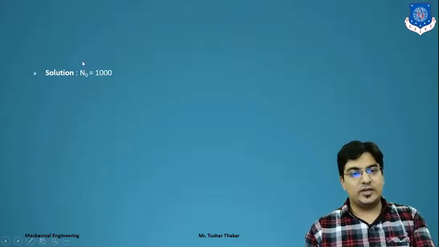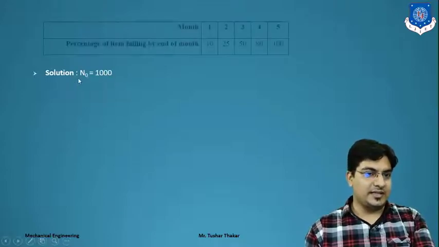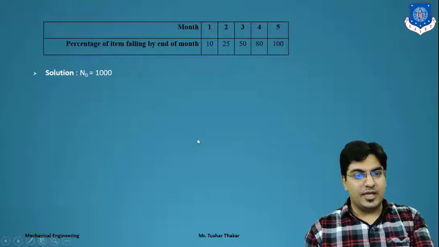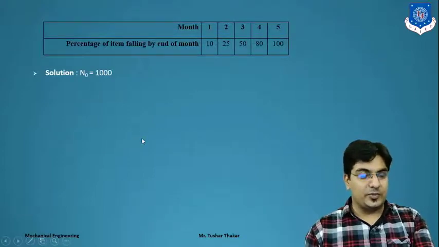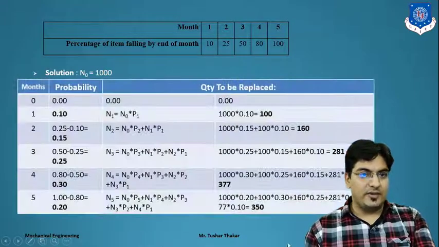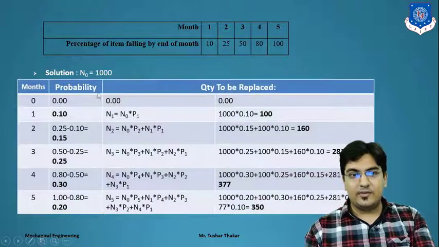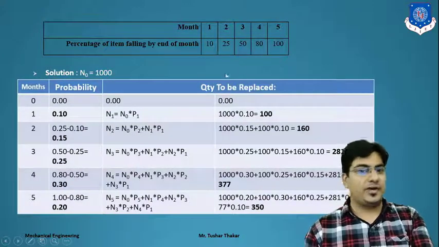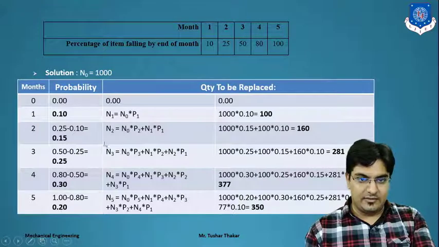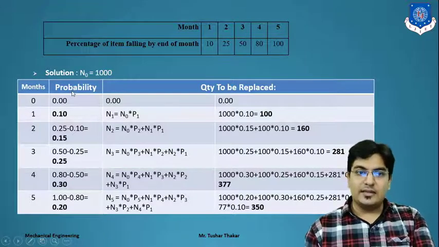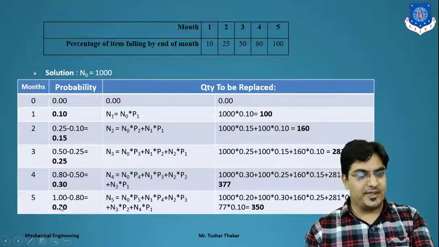We have N0, that is the total quantity of the bulbs, that is 1000. Same table we have to use. Now we have to find out the individual cost. For that we have to make one table. In that we have to calculate the probability and quantity to be replaced, that is N1, N2, N3 and N4, and here the probabilities P1, P2, P3 and P4.